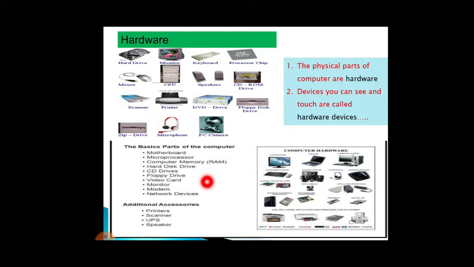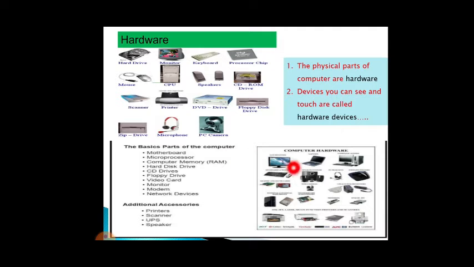These are some of the basic parts of the computer, that is hard drive, monitor, keyboard, processor chip, that is microprocessor, mouse, CPU, speakers, CD-ROM, scanner, printer, DVD drive, floppy disk drive, zip drive, microphone, PC camera. Children, you have seen many of the devices, right? So you know what is a monitor. You have seen monitor, CPU, speakers, keyboard, and these are some of the other external devices. So additional accessories are printers, scanners, UPS and speaker.